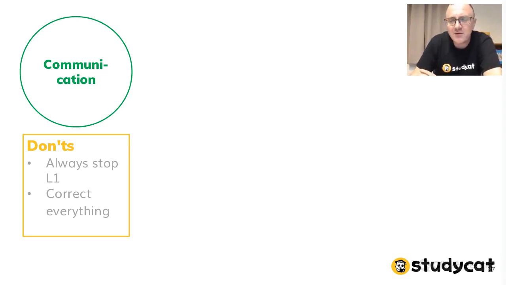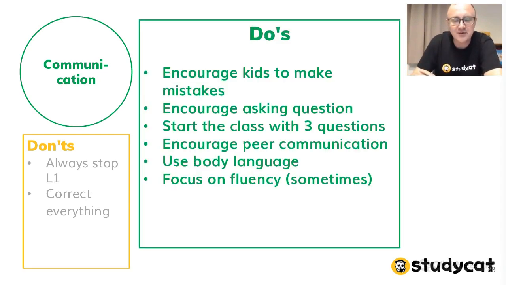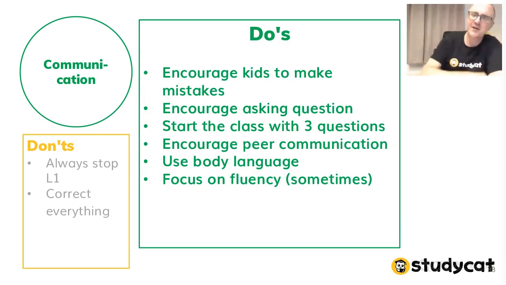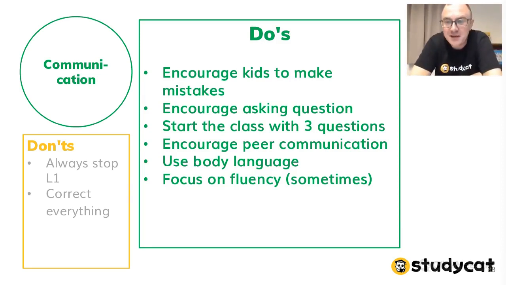And don't correct everything. If you start correcting every time a kid is asking you a question, then they're not going to want to ask questions. So the do's are very simple. Encourage kids to make mistakes. Kids don't communicate because they're afraid to make mistakes. If they're willing to make mistakes, they're going to communicate more.